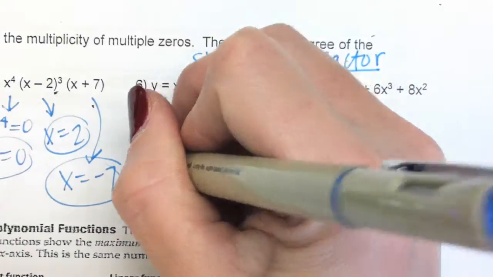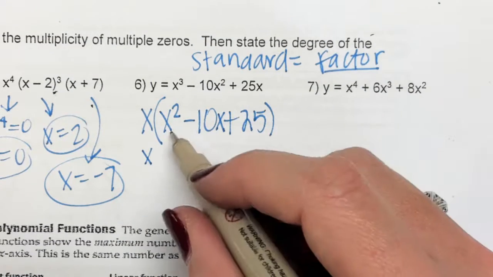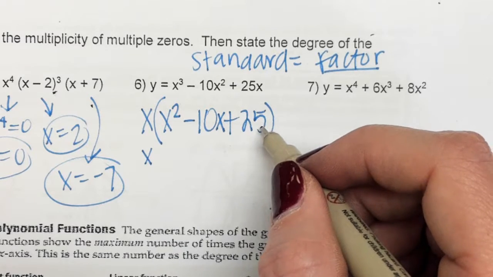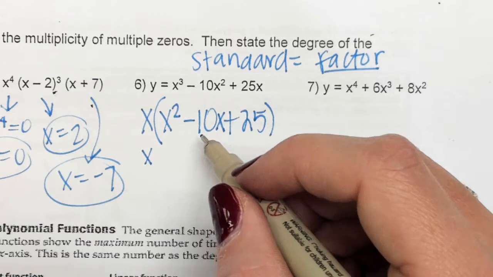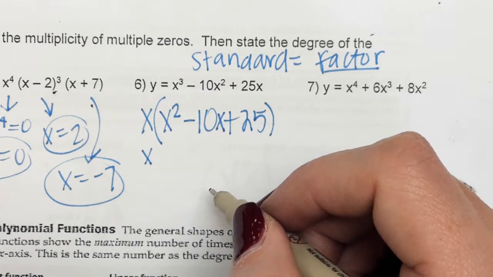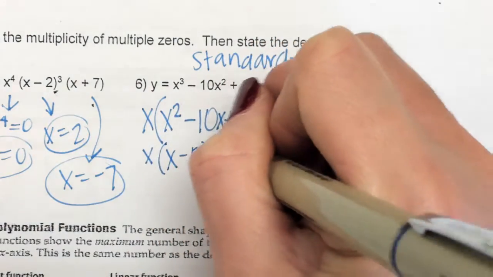Now we're just going to leave this x alone and factor this. We know this is AC easy. How do I know? Because there's a 1 here. There's 3 terms. So I just find factors of 25 that add to be negative 10. Think about that for a minute. It's going to be negative 5, x minus 5, and x minus 5.